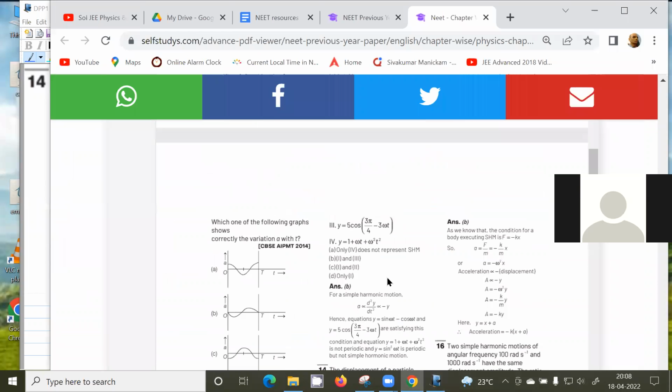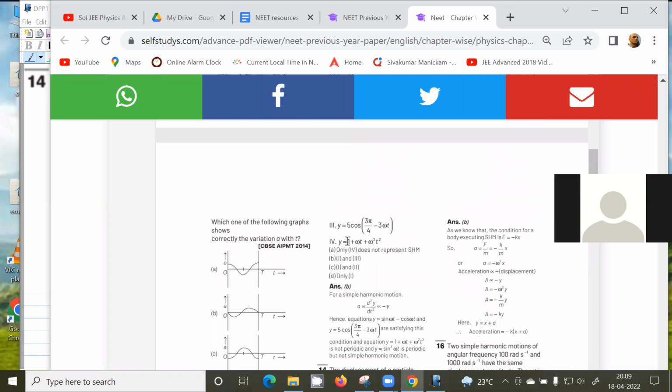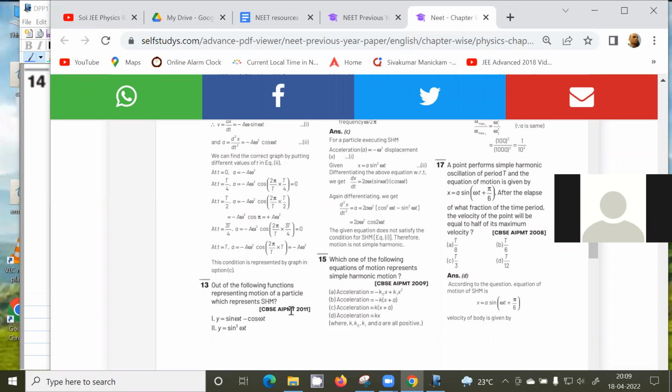This one, 13, out of the following functions. This is a theoretical question. This is an NCERT question. Sine, minus cos, sine square, sine cube, right? Which of these represent SHM? Options 1 and 3 are option C.